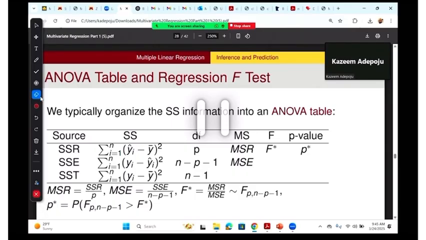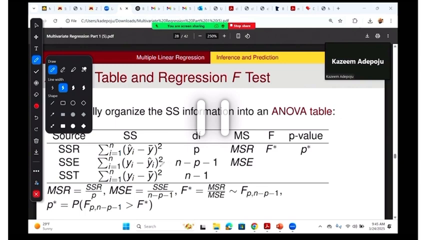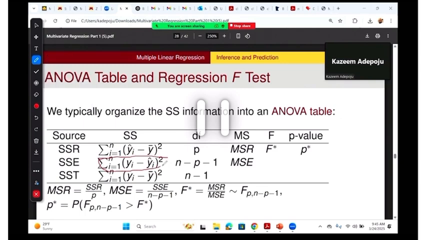Which variance are they using? If you take a look at that, they are dividing the sum of square error by n minus p minus 1 to get the MSE. Then it means they are using the unbiased variance, not the one from the MLE. At the end of the day, they look at the p-value. When the p-value is less than 0.05, then we reject H0. Rejecting H0 means the model you are fitting is adequate. The response variable depends on the covariates. That's what it means.